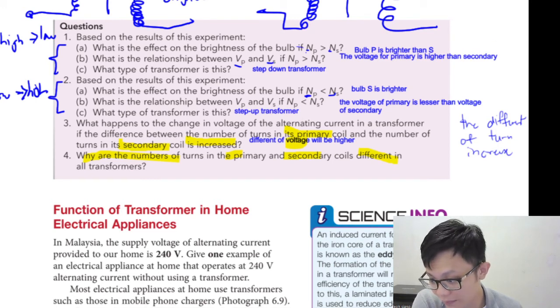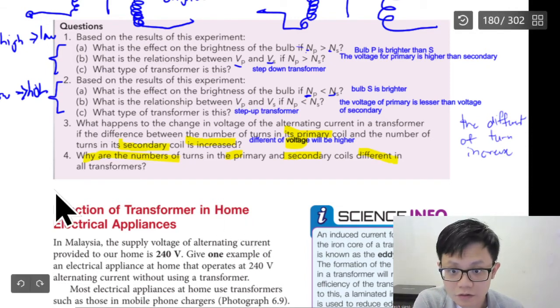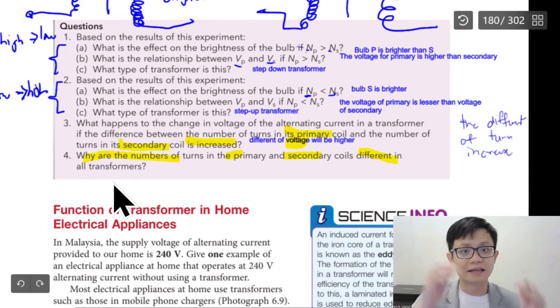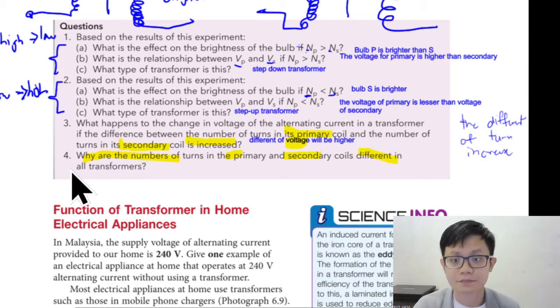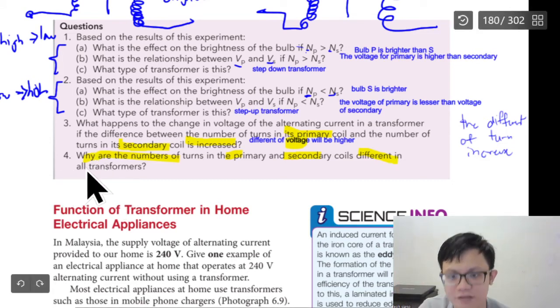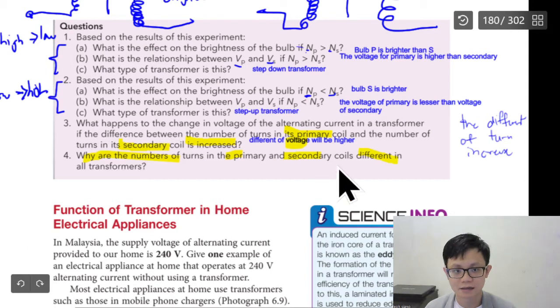If the primary and secondary coils are the same, there is no change, so you just use a wire. Wait, let me read the question. I forgot the question already. Why is the number of turns different? Because what?